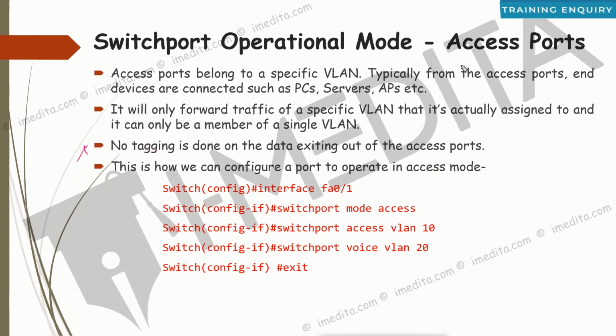Tagging is not done on the access port. Access ports are those ports where the end users, the end devices, are connected. They belong to one VLAN. They will send and receive the data for that VLAN only. Right? And the traffic that exits out of the access port is not tagged. There is no information on the data that exits out of that access port that the data belongs to this particular VLAN. There's no such adding of information.